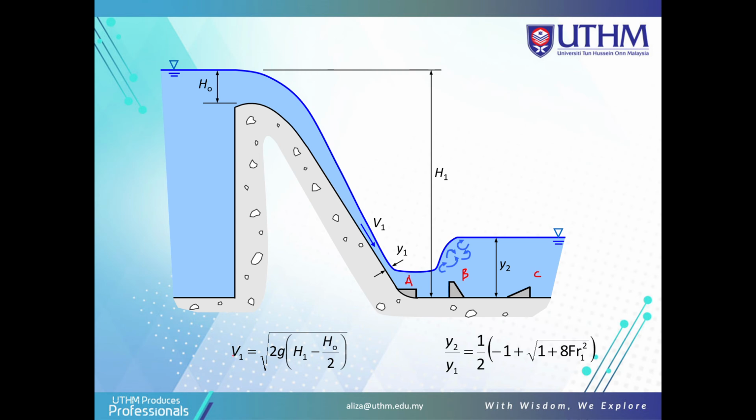Okay, and to get the V1, you must know the formula for V1. Here our formula is given, and also the conjugate depth. The conjugate depth you have learned in chapters 3 and 4. So don't worry, all these formulas are given.